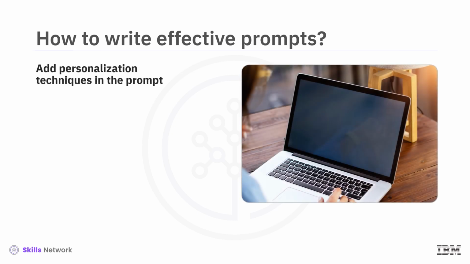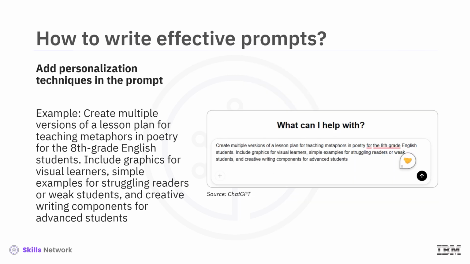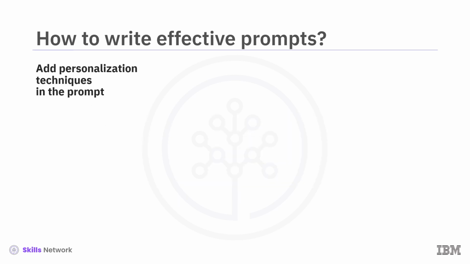Next is to add personalization techniques to the prompt, which helps to generate responses for the specific learning levels, students' characteristics, and their various requirements. For example, create multiple versions of a lesson plan for teaching metaphors in poetry for the 8th grade English students. Include graphics for visual learners, simple examples for struggling readers or weak students, and creative writing components for advanced students. The generated response has created multiple versions.